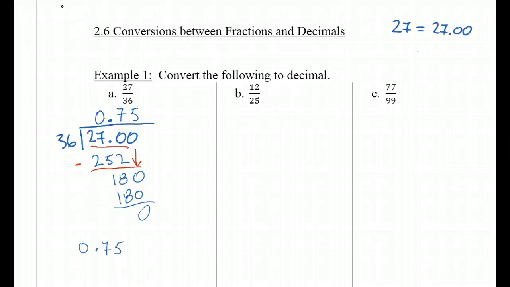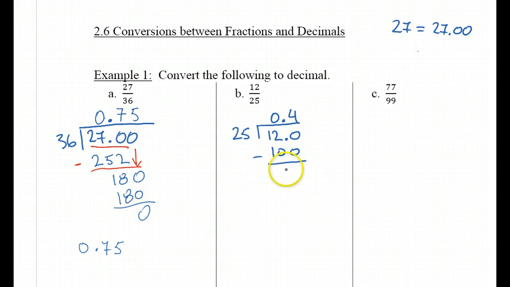All right, let's try another one here. Now I have 12 divided by 25. So let me write this out. 12 divided by 25. Again, 25 is bigger than 12, so I'm going to use my zeros to help me out here. I'm going to put my decimal up here and the 0. Okay, so 25 goes into 120 4 times, and 4 times 25 is 100. Then 120 minus 100 is going to give me 20. So I need to borrow another 0.